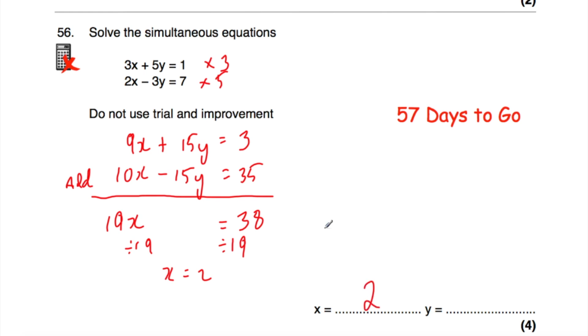So x equals 2. Now let's find y. So let's substitute that into one of our equations at the top. I'm going to choose the top one. 3 times 2 is equal to 6, plus 5y is equal to 1. Just substituting this 2 into the top equation.